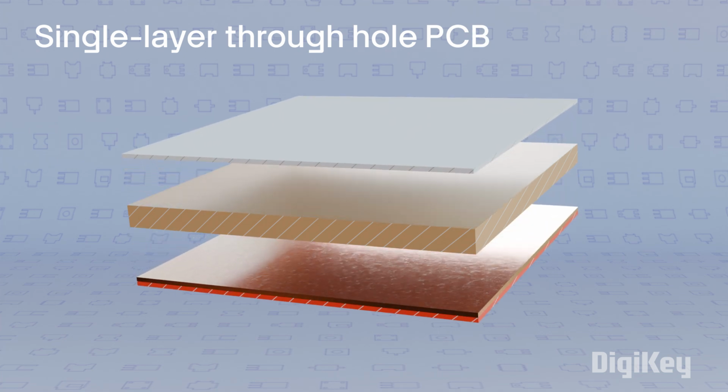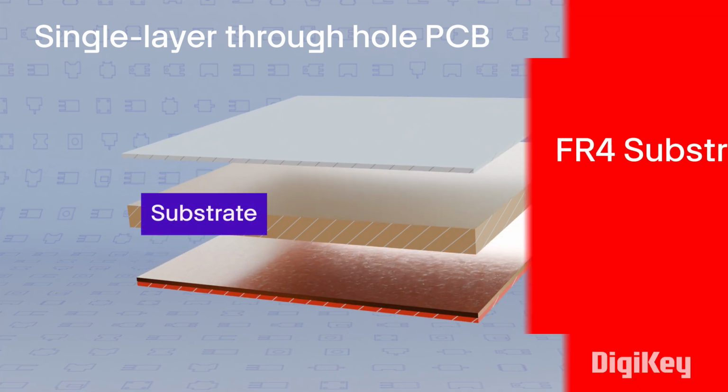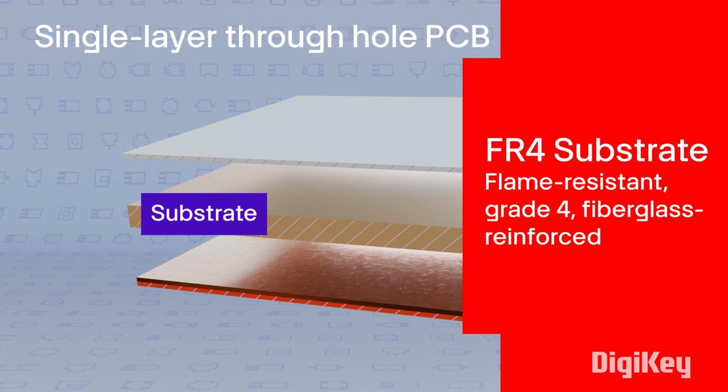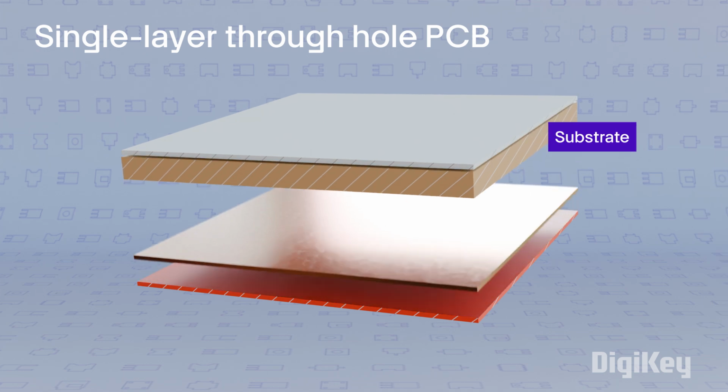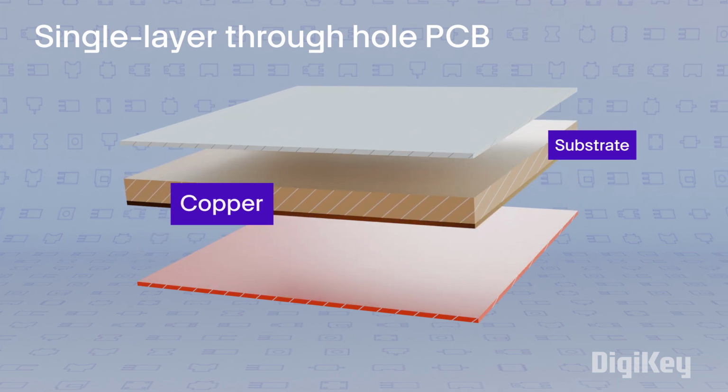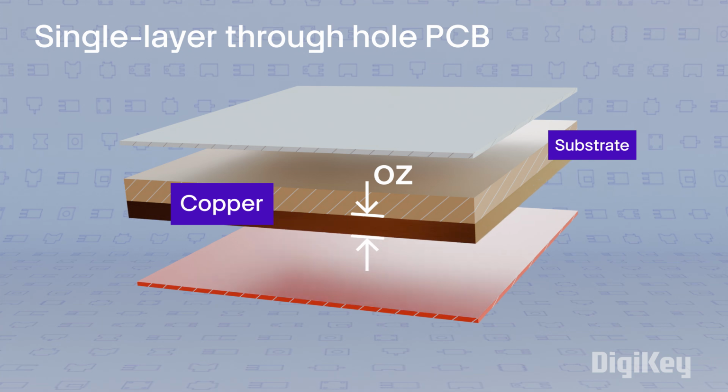The core material or substrate is commonly made of FR4, which stands for flame-resistant grade 4 fiberglass-reinforced epoxy. Next is a thin layer of copper that is clad to the FR4 with glue and heat using a press. The thickness of the copper is measured in ounces. 1/2 ounce, 1 ounce, and 2 ounces are the most common.